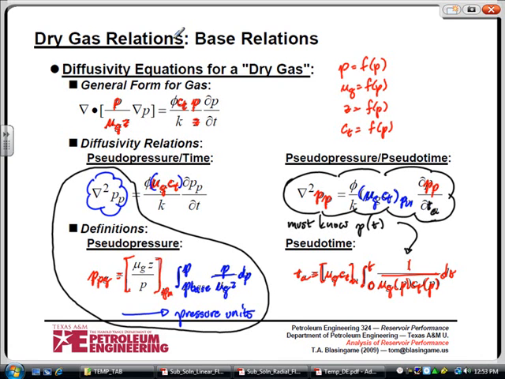That's factored into the compressibility term. Sorry? No, it's a trick question. Pseudotime, t_a, is a function of pressure, which is a function of radius and time. It's not time only. It's a function of radius as well.